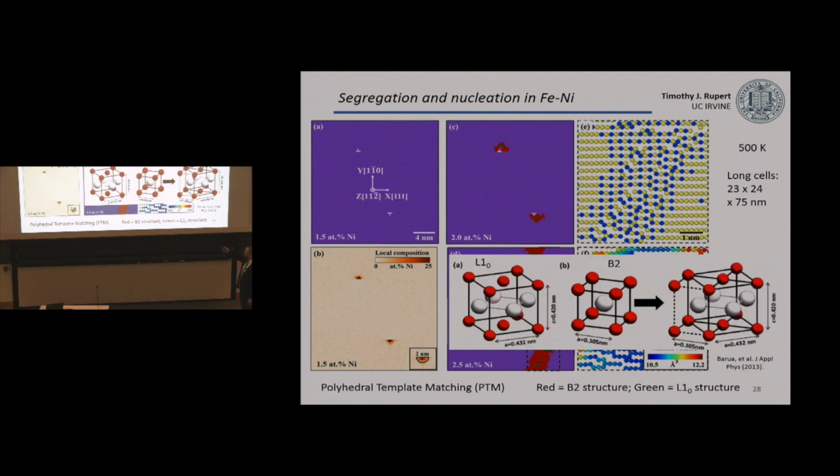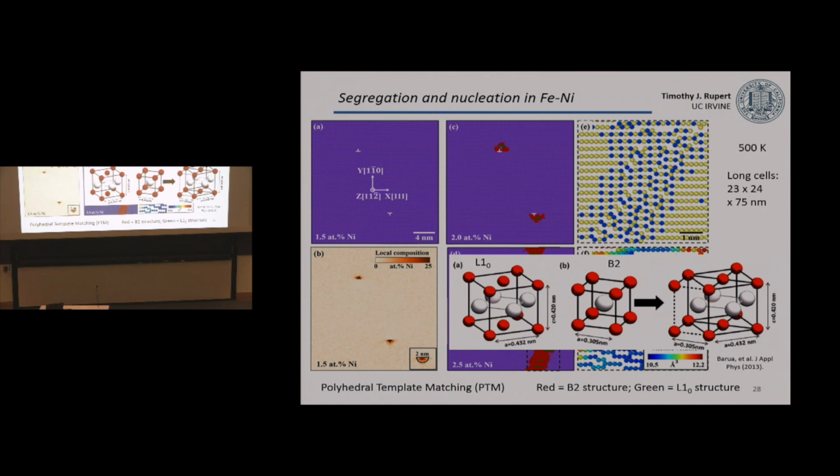So the B2 structure is BCC, just like our iron by itself, but it has a 50-50 mixture of iron and nickel. The L12 structure is a face-centered cubic structure with a 50-50% of iron and nickel.